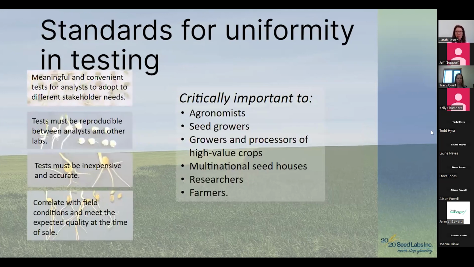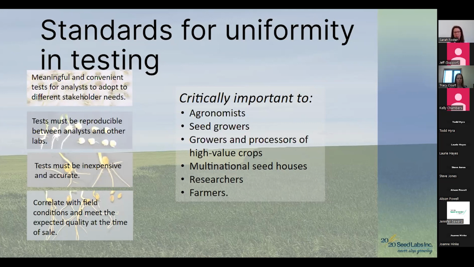So there are standards for uniformity in testing in any capacity, whether it's purity, germination, or vigor. It's very important because the tests have to be meaningful and convenient for analysts to be able to adopt for different stakeholders. When I say meaningful and convenient, it has to mean something to the end user, and convenient in that it doesn't take a long time to do and is done under a specific standard. The tests obviously have to be reproducible between analysts in the same lab and between other labs. Everyone wants something that's inexpensive, and obviously it has to be accurate.